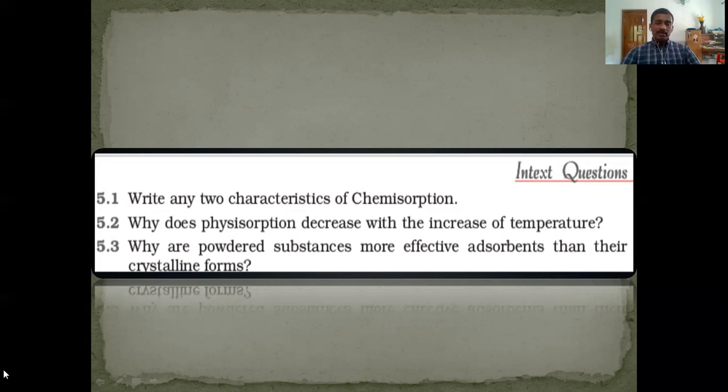Why are powdered substances more effective adsorbents than their crystalline forms? The reason is adsorption increases with the increase in surface area. So all of you have to write its notes and write the answers to the questions.